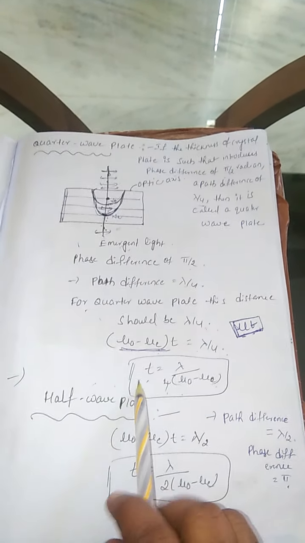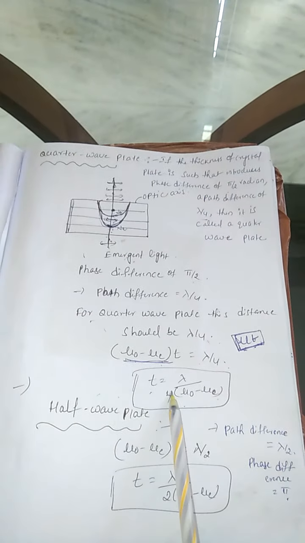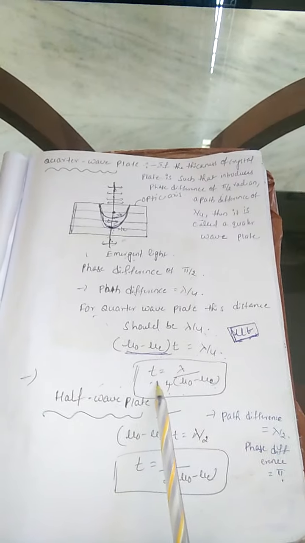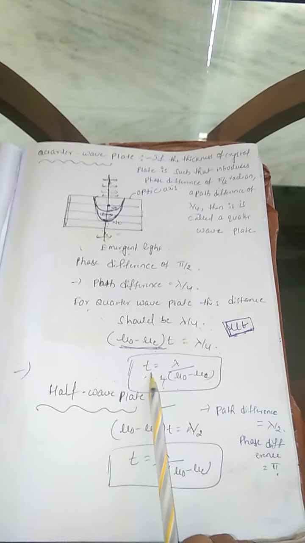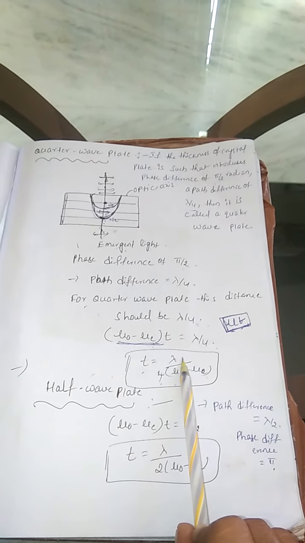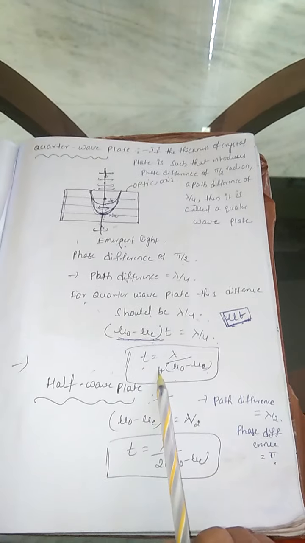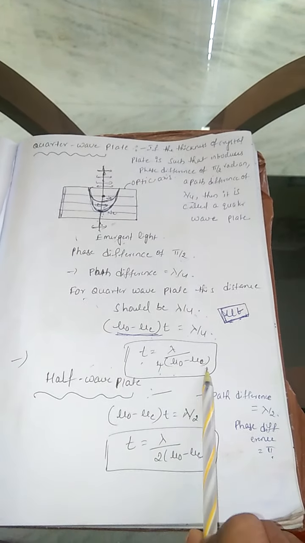By this quarter wave plate we can find the thickness of a glass plate. So what is the formula for the thickness? By using the quarter wave plate, t is equal to lambda, which is nothing but the wavelength of the given ray, divided by 4 into mu naught minus mu e.